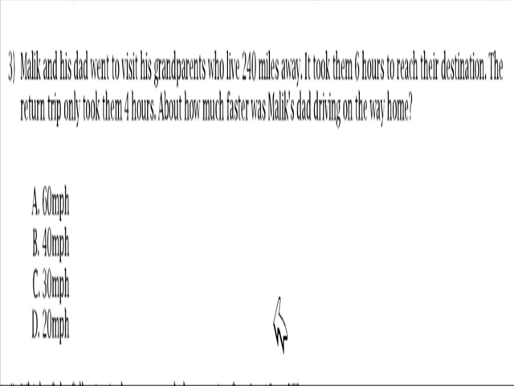Anytime you reach a story problem, read it very carefully and identify what the numbers are referring to. A boy and his dad went to visit his grandparents. They lived 240 miles away. Okay, that's an important number right there. It took them 6 hours to drive. The return trip only took them 4 hours. How much faster was Malik's dad driving on the way home?